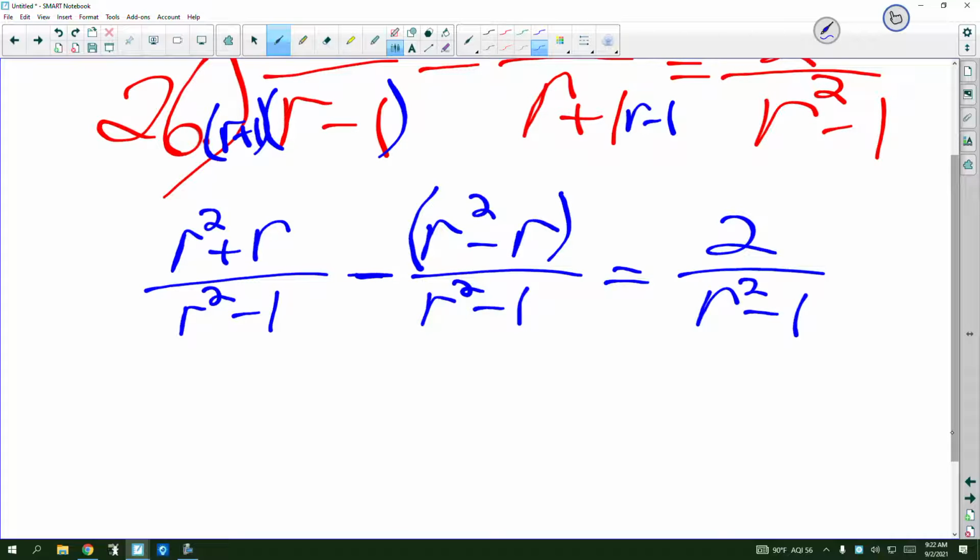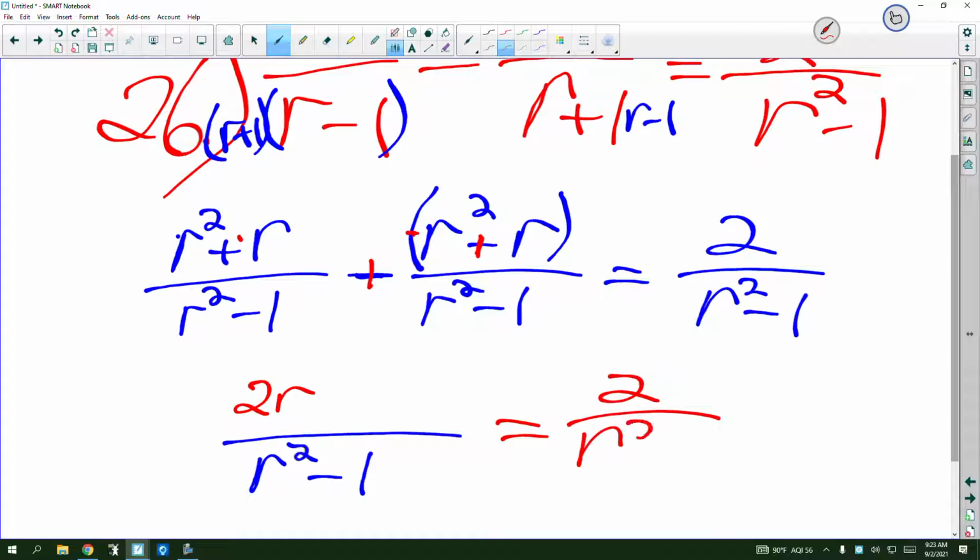Now I'm going to combine like terms. I have an r squared minus r squared, which is 0r squared. Do you get that? This minus turns into a plus, and that becomes a minus, and that becomes a plus. I have to distribute the negative. So it's r squared plus negative r squared, gone. Then it's r plus r, which is 2r. And that's going to equal 2 over r squared minus 1.